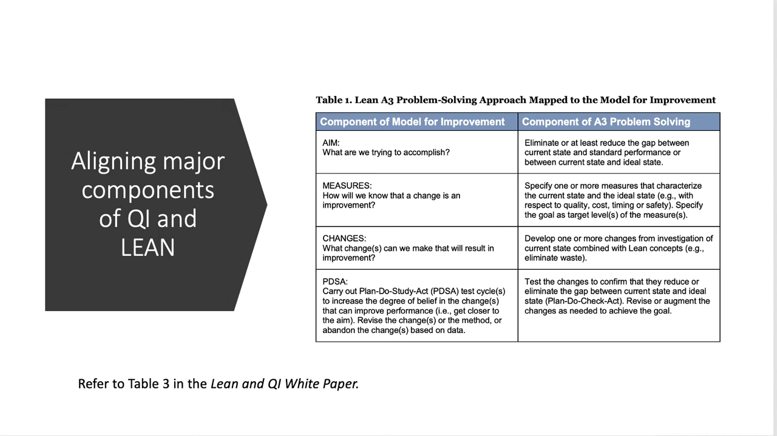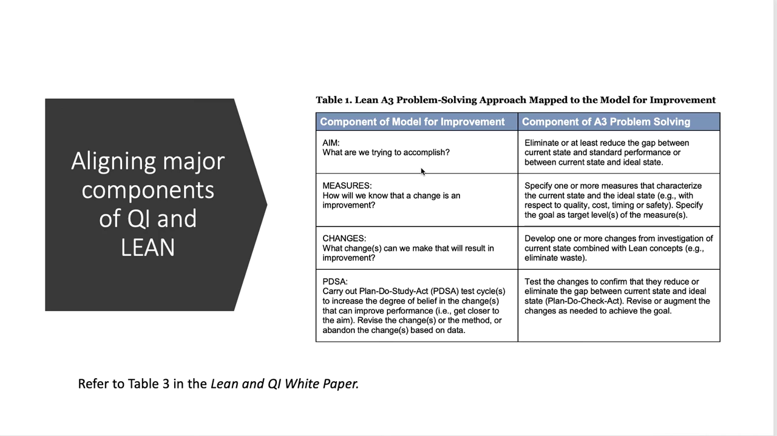So this chart comes right out of the white paper. Components of the Model for Improvement and components of the A3 problem solving. A little confusion there. This is the Toyota production system, another company they refer to as A3. But this is Lean and this is QI.